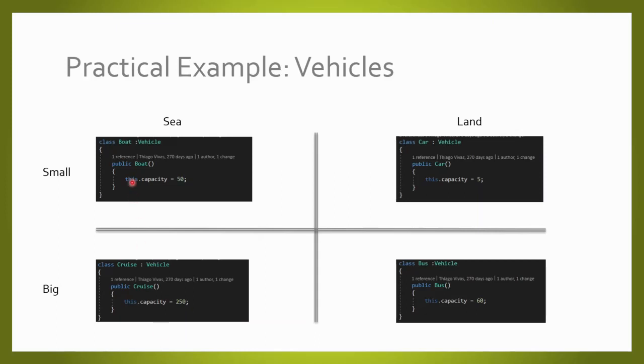As you can see here, we have a small sea vehicle and there we have a big sea vehicle with the capacity of 250 passengers. And here we have a land vehicle, the small land vehicle, and here the bigger land vehicle.